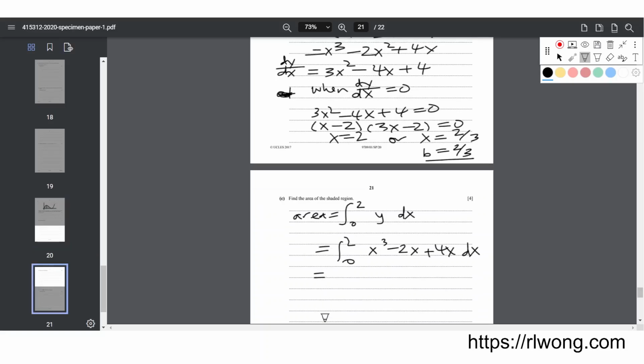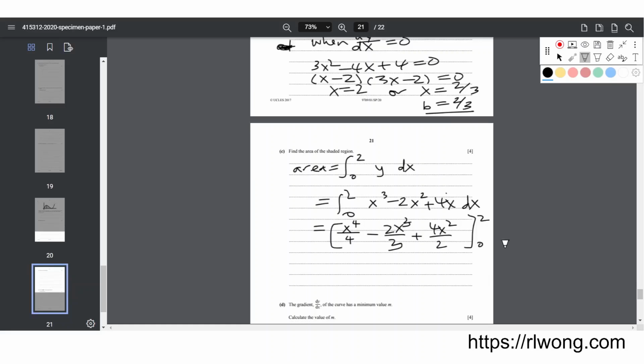Next, let's integrate x cubed. You get x to the power of 4 over 4, minus 4x cubed over 3, plus 4x squared over 2. Then I need to sub in 0 and 2. If I sub in x equals 2, I have 2 to the power of 4 over 4, minus 4 times 2 cubed over 3, plus 4 times 2 squared over 2. Then if I sub in 0, I get 0. Type everything into the calculator and you'll get 4/3 units squared.